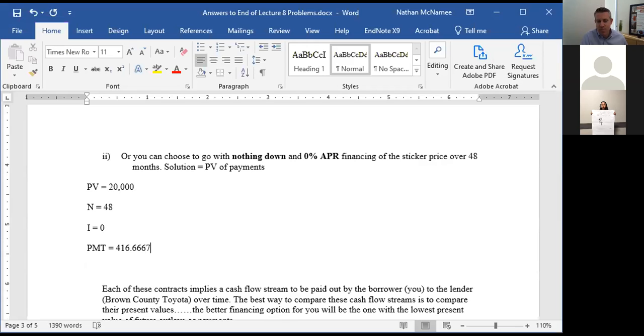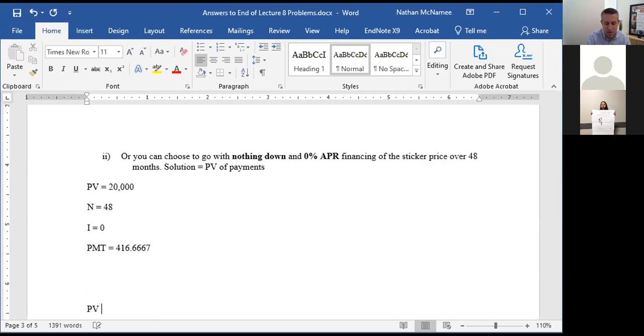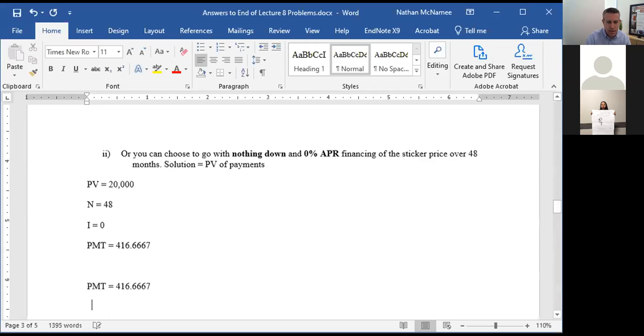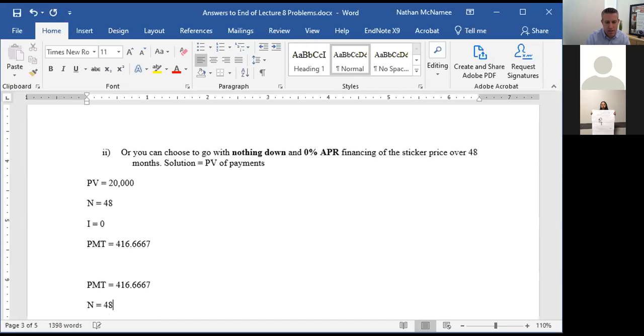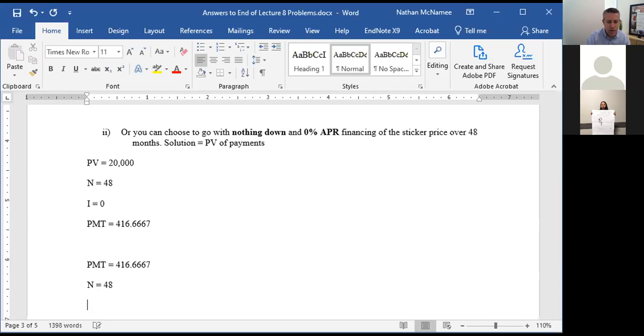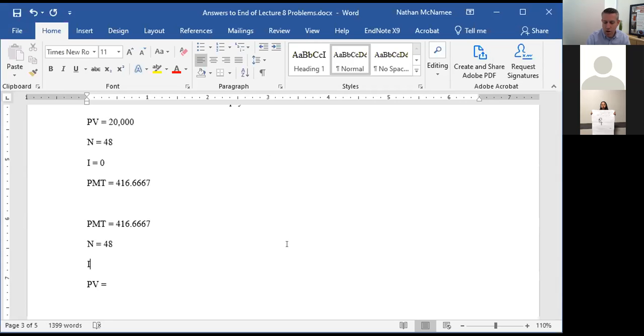So what is the present value of these payments using our market rate? As I mentioned before, in order to compare the two, we have to discount them both by the market rate. So step 1 is to calculate the payment amount. Step 2, we know what the payment is. Payment is $416.6667. N is 48 months. We already know that. But the difference here is we're going to discount the stream of payments by the market interest rate. Do you guys remember what that is? One. Yeah, that's right. Okay, good.